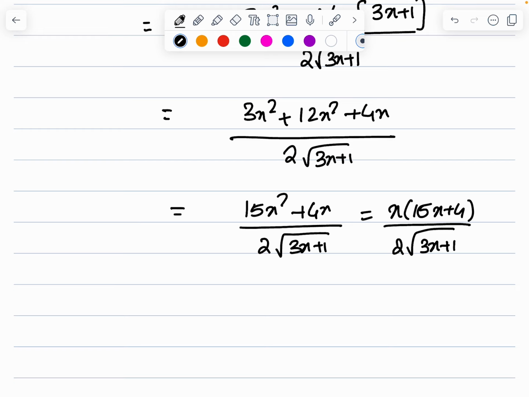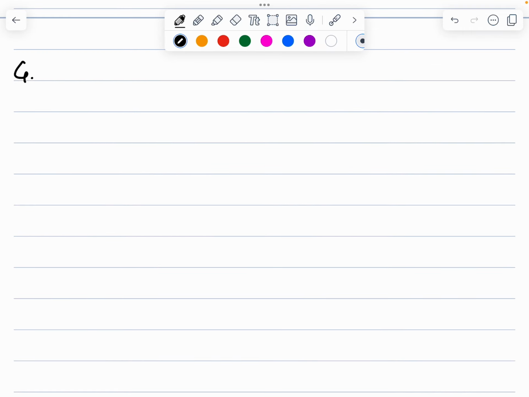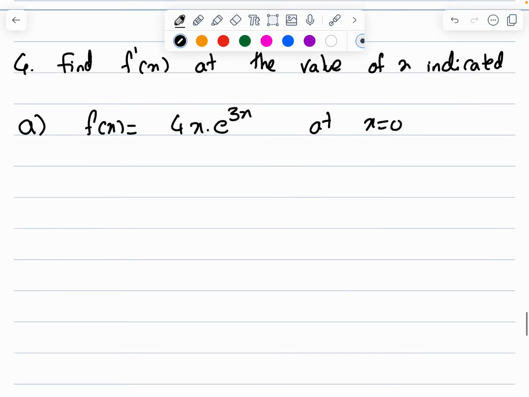Now we go to the next question, wherein a different model of the question, question number 4. So we have to find it out. Find f prime x at the value of x indicated. It means find f prime x and substitute the value of x. For example, the first question, f of x equals 4x times e power 3x at x equals 0.